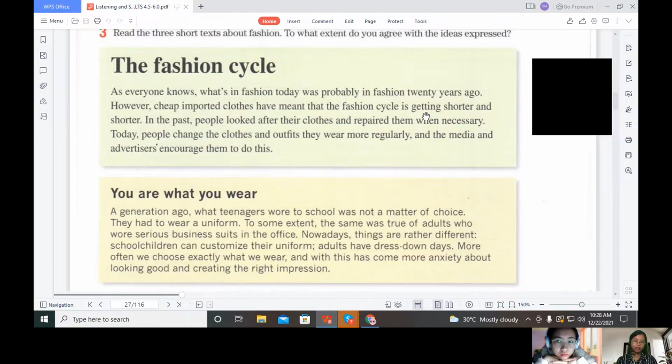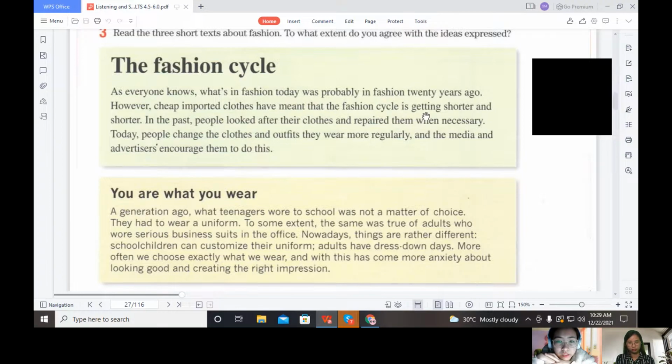It's like it's not important anymore to bring nice clothes or expensive clothes. In the past, people looked after their clothes and repaired them when necessary. Looked after their clothes and repaired them. Look after.